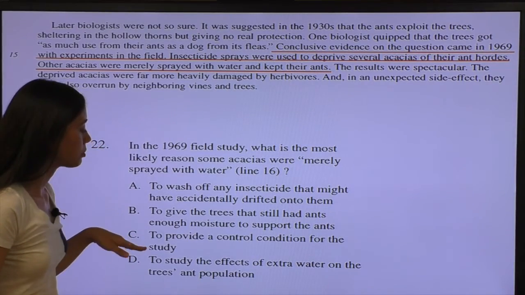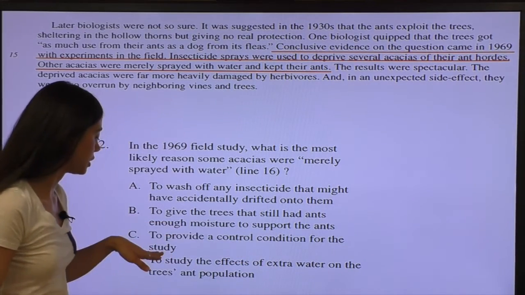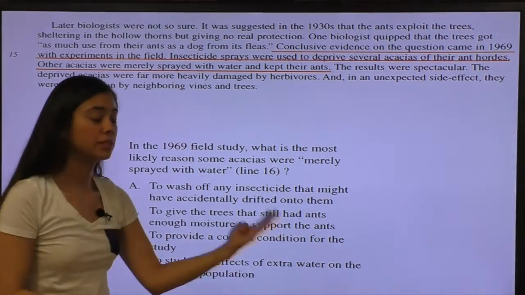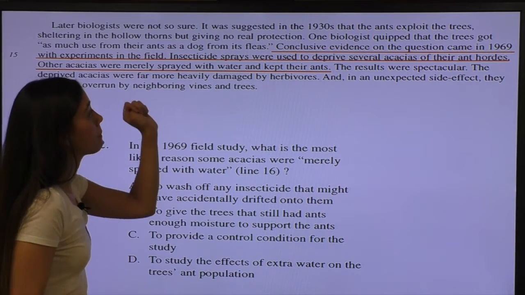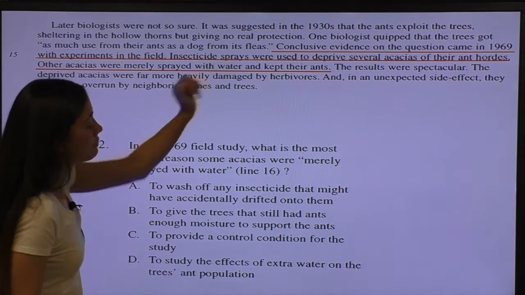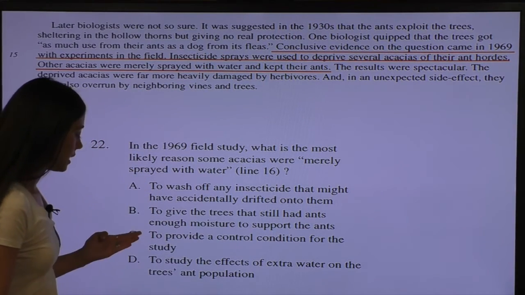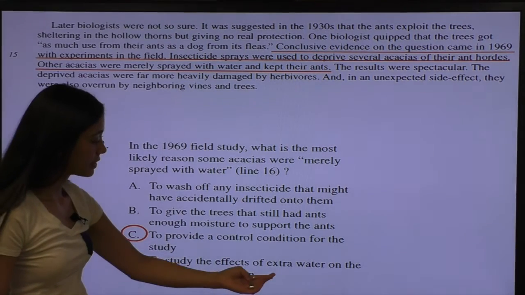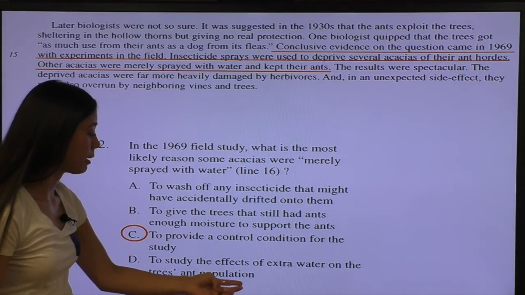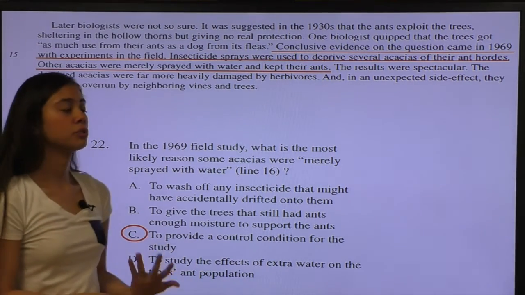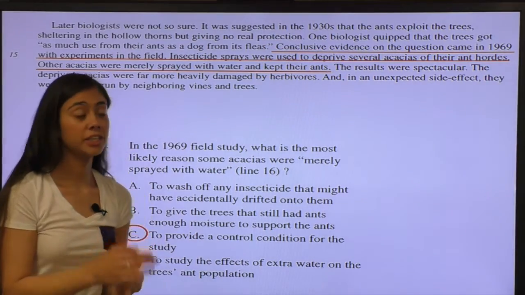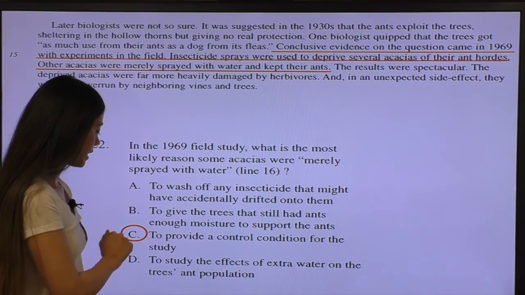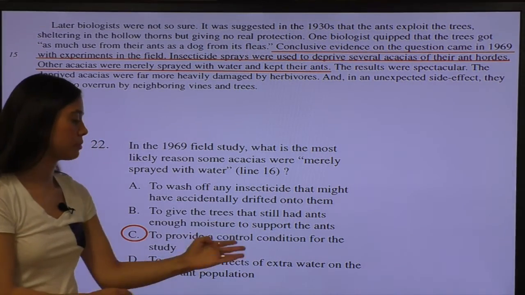And then C, to provide a control condition for the study. In this case, that's the one that would make the most sense. This is a control because these are the trees that they will be comparing the trees that have insecticides to. So in this sense, C would be the best answer. And let's just look at D, to study the effects of extra water on the tree ant population. Once again, the water was not trying to cause a change. On the contrary, it was trying to keep the tree as is. So that's why C would be the best answer. Water was the control.